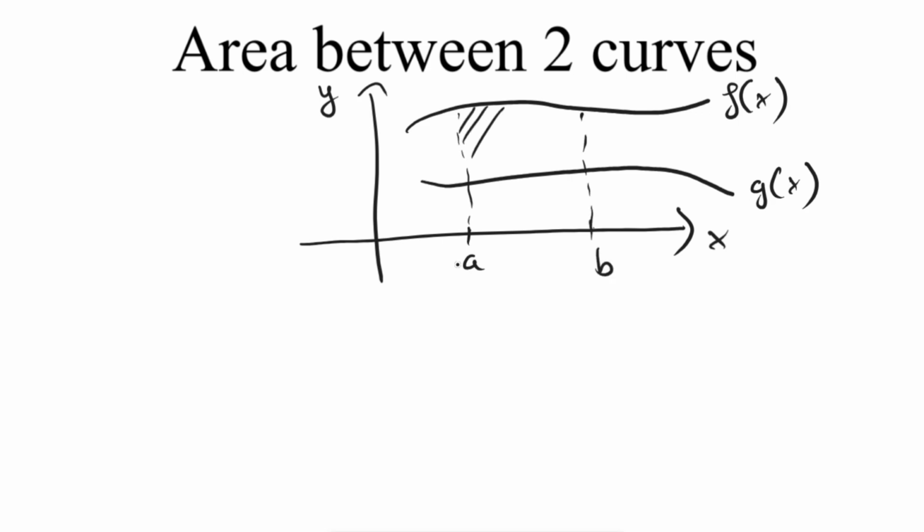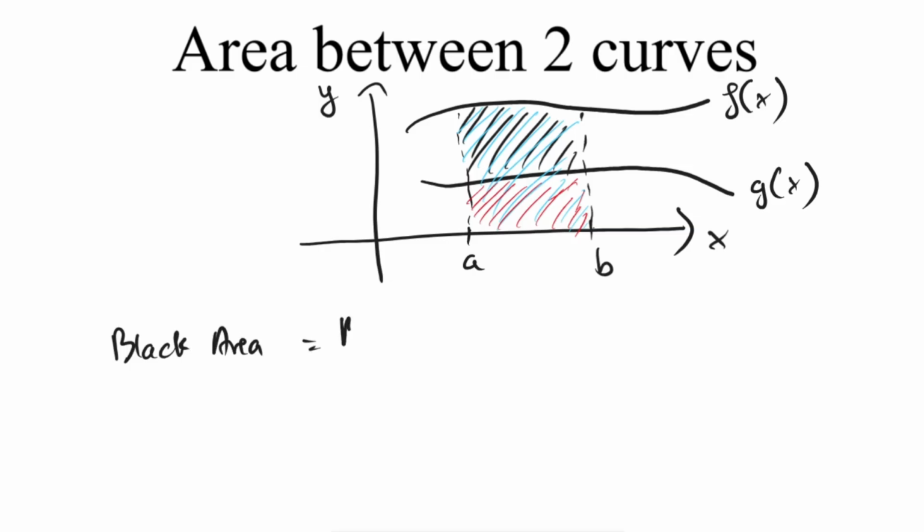So we have to find this area. If you want to find this area, you have to find this big area, and then subtract the red area. If you could find the blue area and the red area, you take the subtraction of them and you will end up with the black area. So the black area equals the blue area minus the red area.